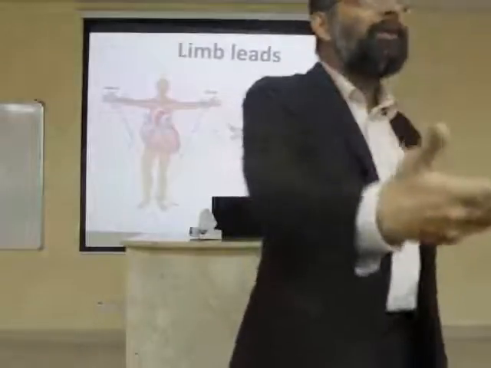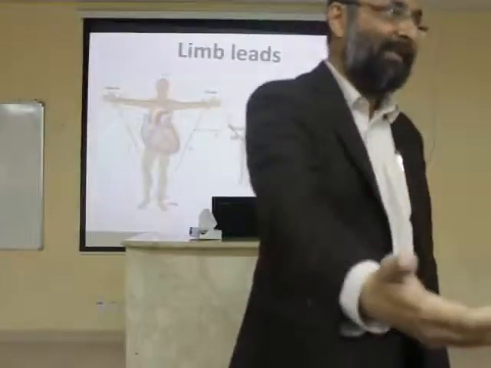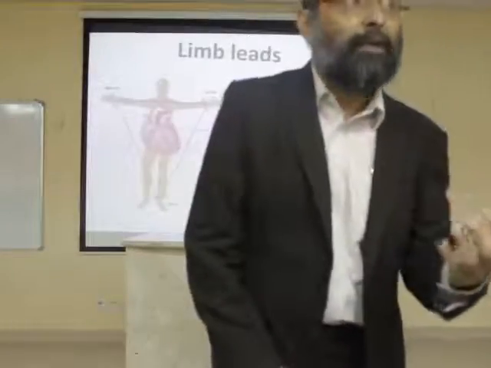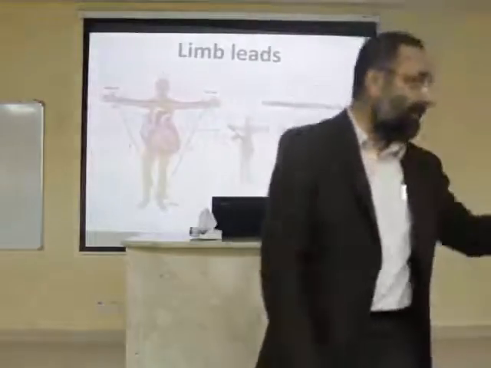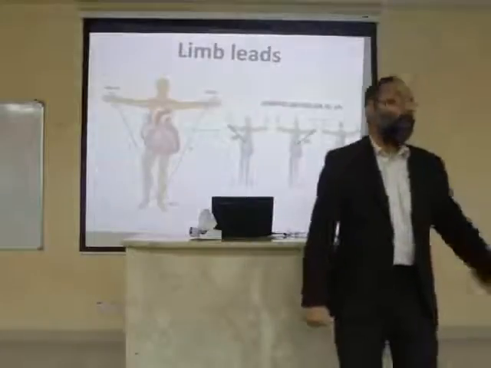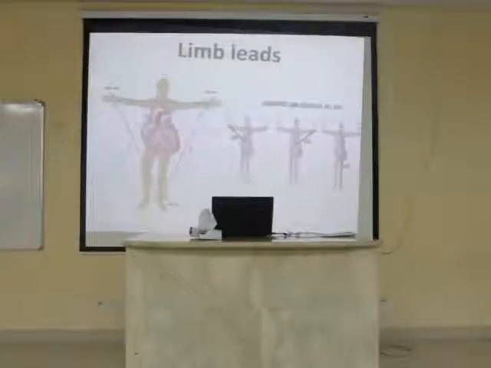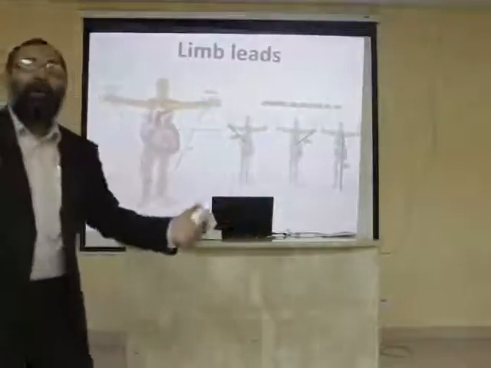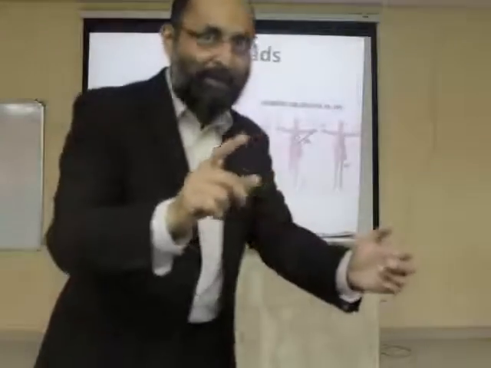Which voltage are you increasing? Right arm voltage you are increasing. Okay? AVR, augmented voltage of the right arm. Is that clear? Okay. Now, please explain AVL. What do you mean by AVL? Augmented voltage of left arm. Okay? Left arm. Where do you have the positive? Left arm. Where do you have the zero?